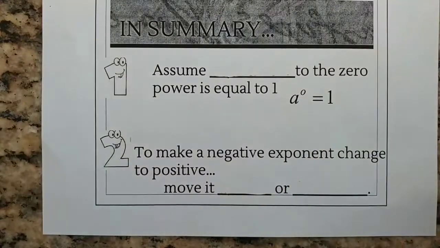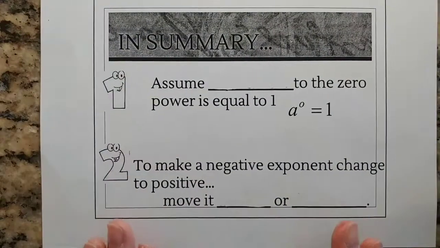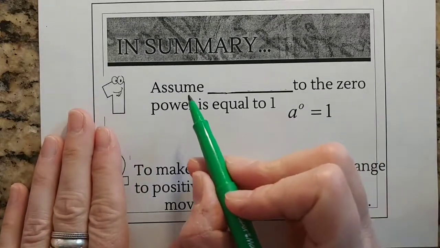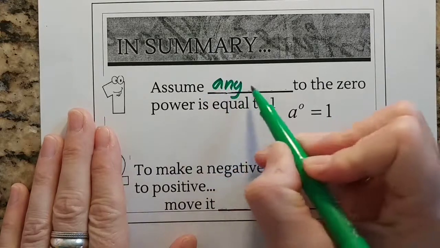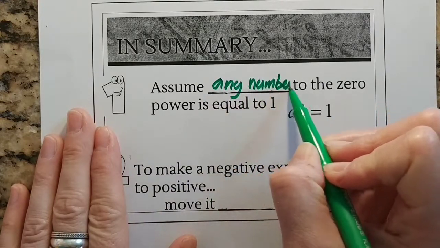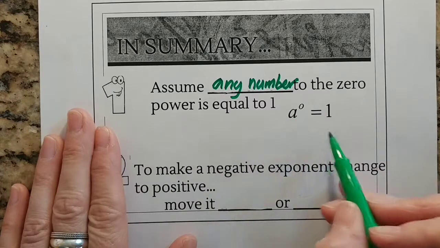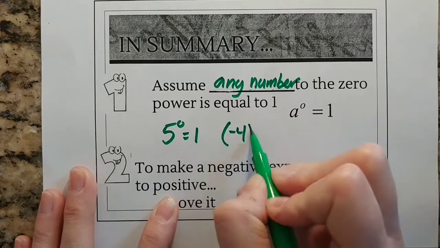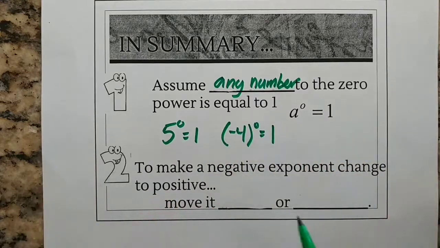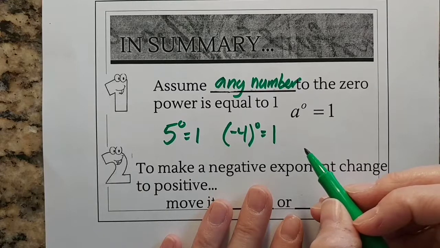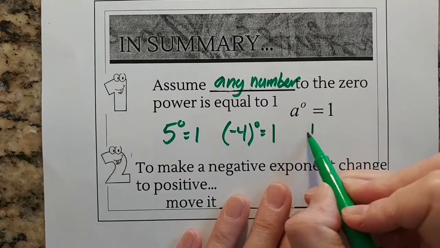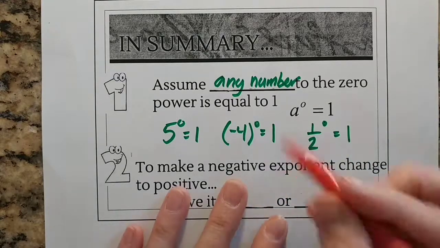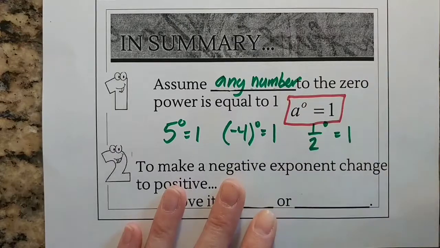But let's just go right to the summary. So the 2 exponent rules we looked at today were the 0 exponent rule and the negative exponent rule. So we want to assume that any number to the 0 power is equal to 1. Always. You can write 5 to the 0 power is 1, -4 to the 0 power is 1. Anything to the 0 power is 1. Even if I had the number 1/2 to the 0 power, it's going to be 1.